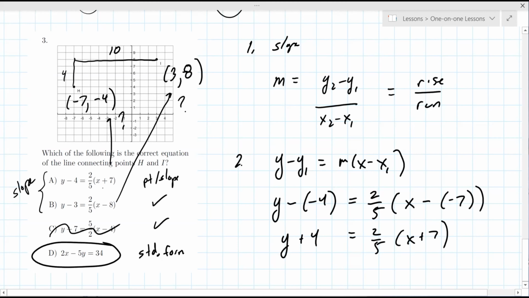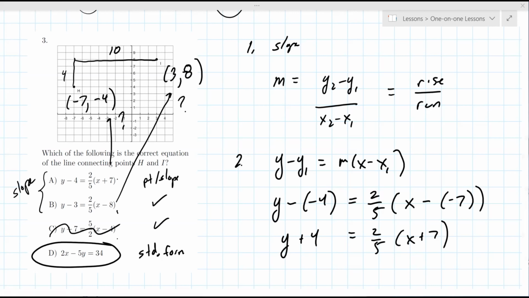This is a great question, because you don't even have to know how to do it. You just have to know that that's wrong, wrong, wrong, so that must be right. You don't have to verify that it's right. You just have to verify that the other three are wrong, which you've done.